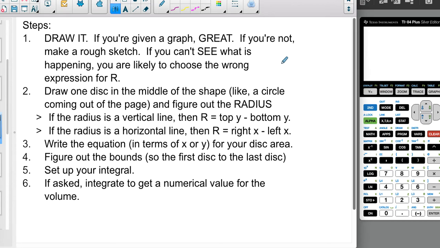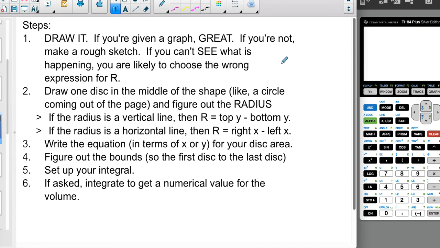So some steps that are really helpful. If you're given a graph, that's awesome. If you're not, make a really rough sketch. It doesn't need to be a beautiful picture, but it helps to have an idea of which function's on top of which thing or what this is going to look like. If you don't have a visual, you will tend to pick the wrong expression for r. Just knowing that from years and years of experience, literal decades of experience at teaching this, if you can't see it, you are more likely to pick the wrong r.